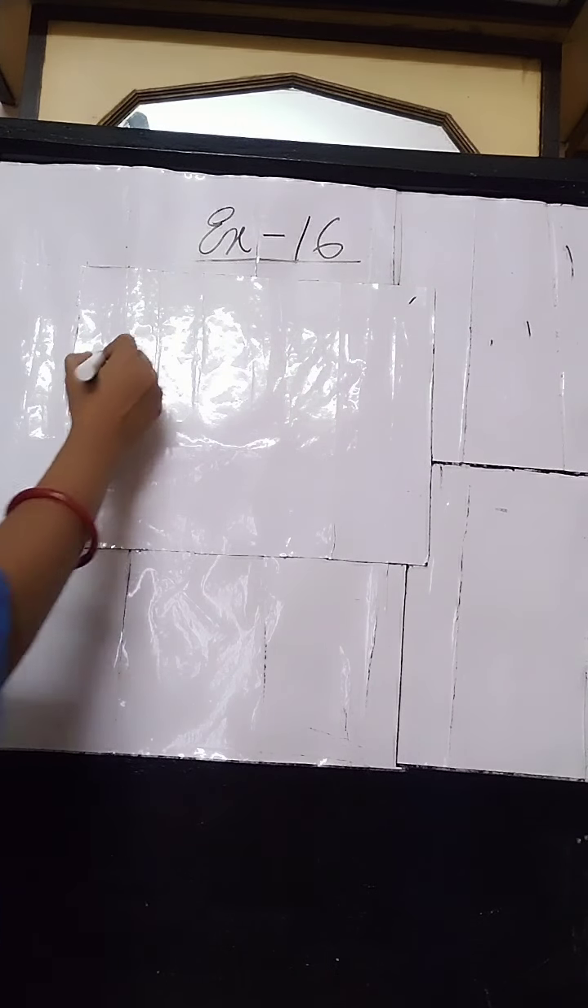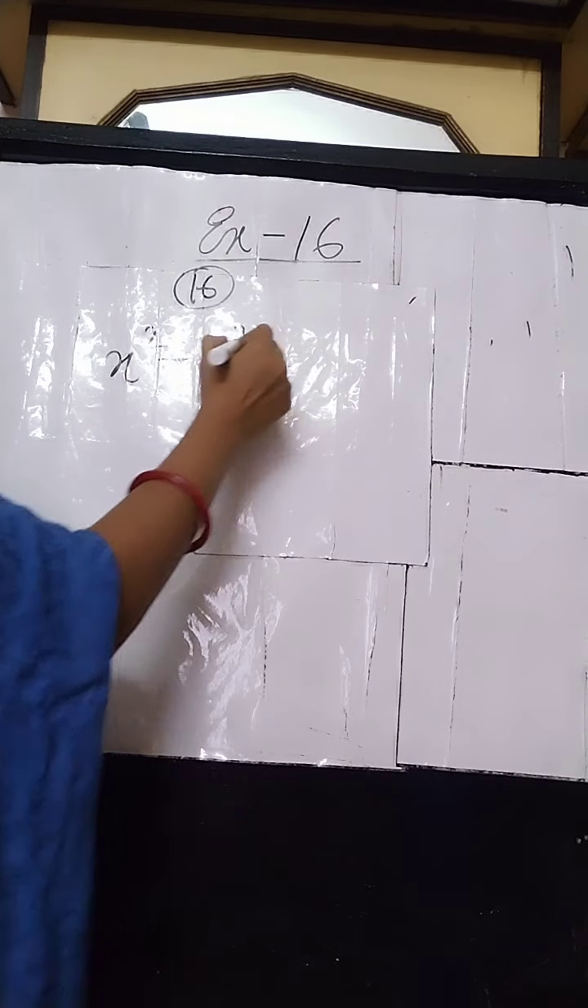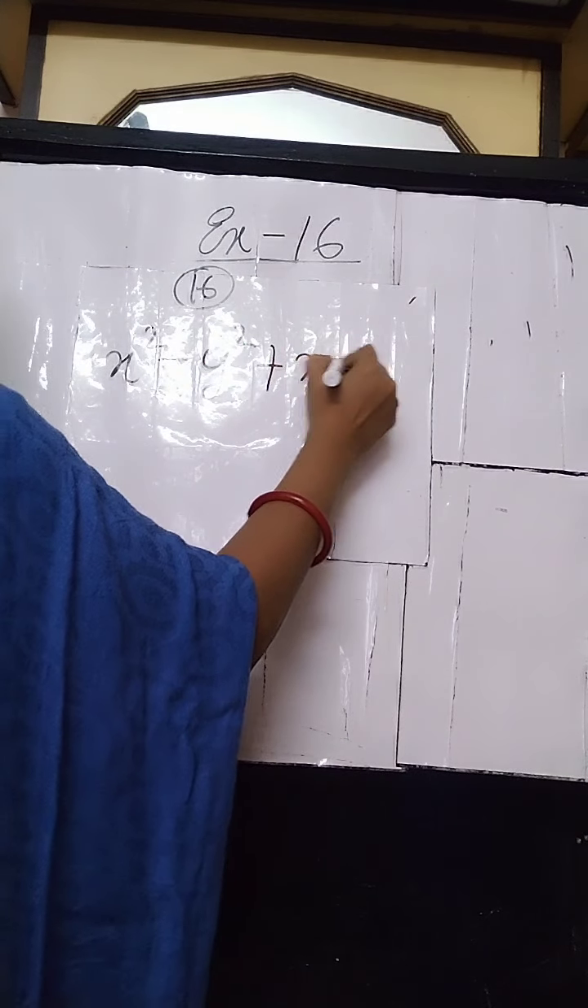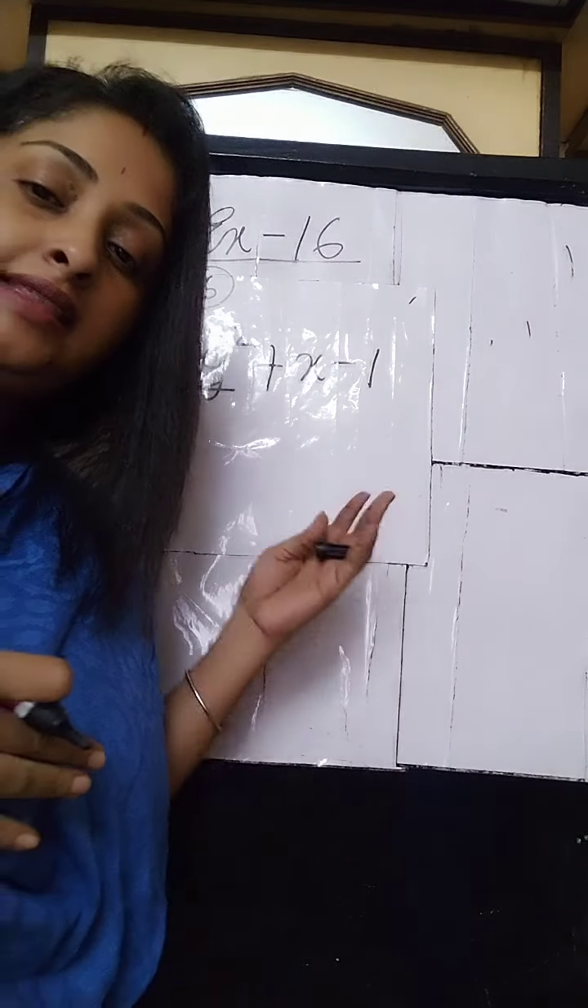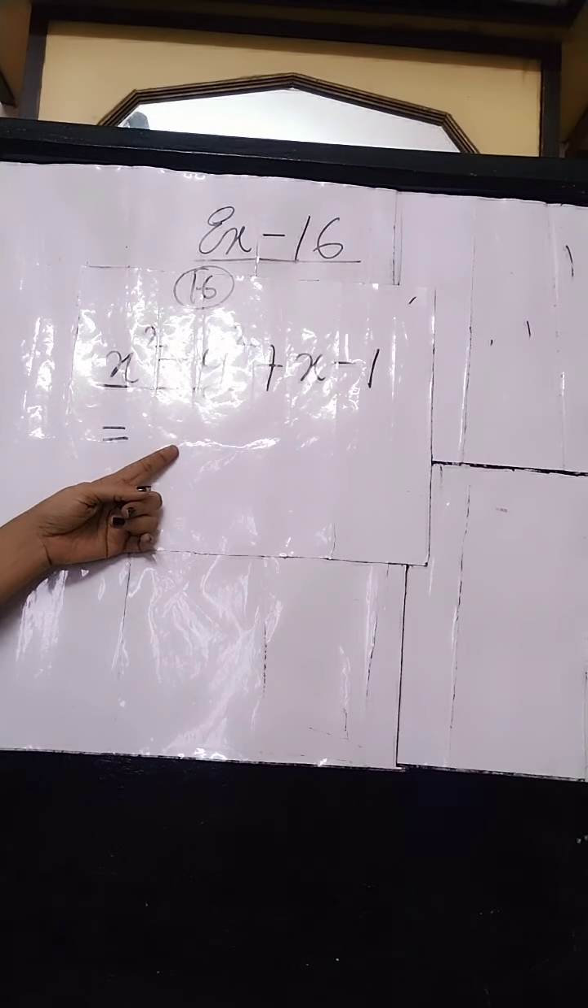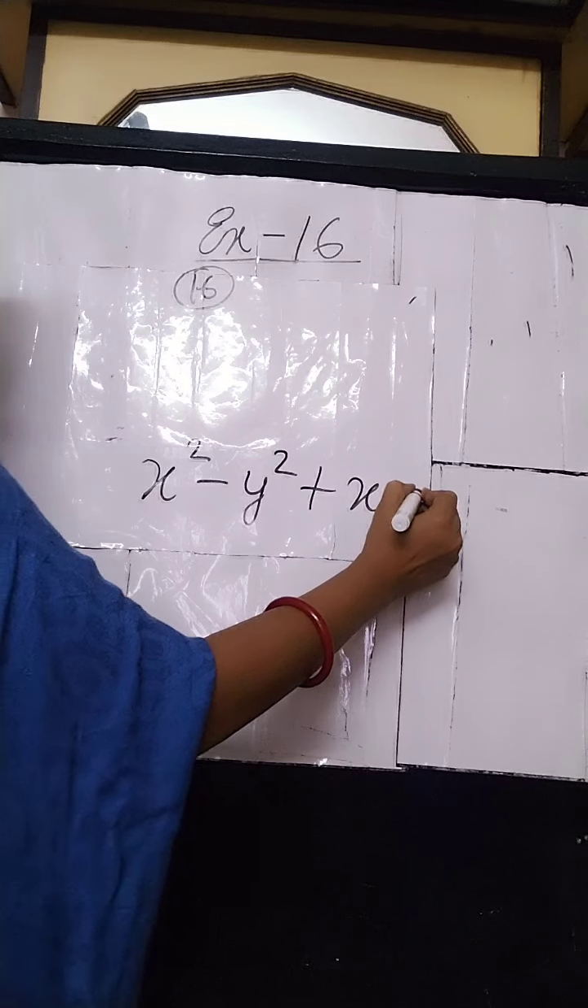Sum number 16, it is given that x square minus y square plus x minus y. So what are you getting? Always I have told you to see the first two expressions and the last two expressions. In this case, the first two expression is x square minus y square. I write over here x square minus y square plus x minus y.